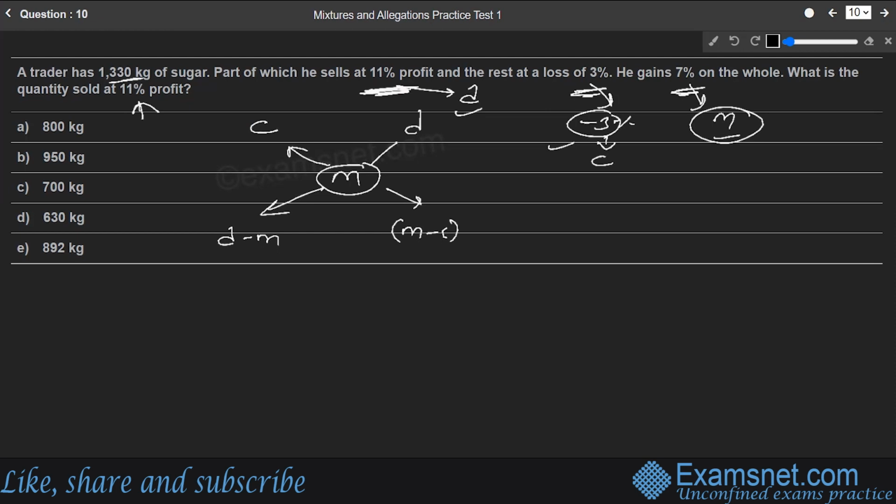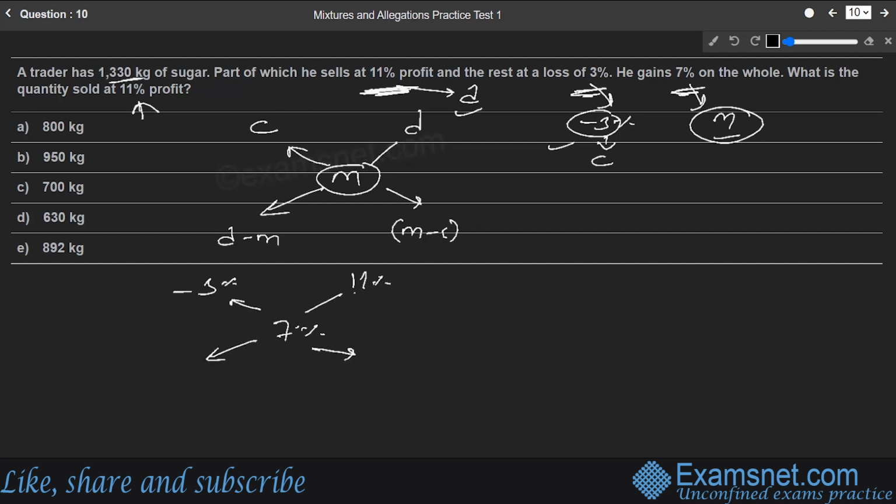And we can put that into the chart. So the cheaper part is minus 3, that is the 3% loss. The dearer part is 11% profit, so it is a plus. The mean is ultimately he has gained 7%, so 7% on the plus side is the mean price. Now in what ratio should they be mixed? Okay, we can find out.